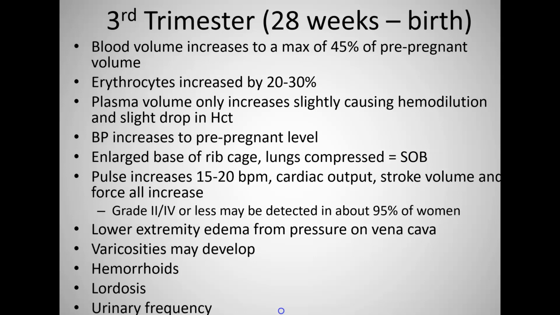The lower extremities, sometimes you'll get people that will have edema or swelling to their lower extremities. They may have varicose veins, hemorrhoids, and I told y'all about the sway back, which is lordosis, and then they start to increase urinary frequency once again.